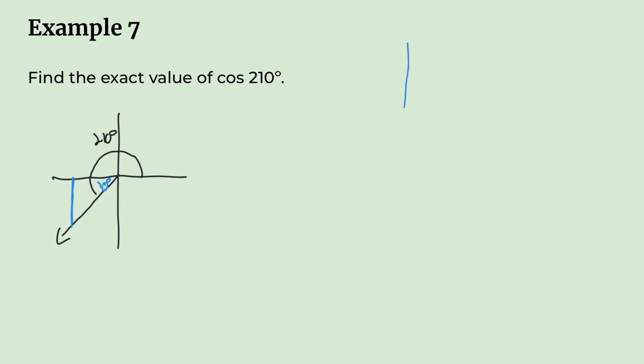So it's a quick refresher. 30, 60, 90: 1, 2, square root 3. So 1 is opposite the 30. Square root 3 is next to the 30, or adjacent to the 30. And this is 2.